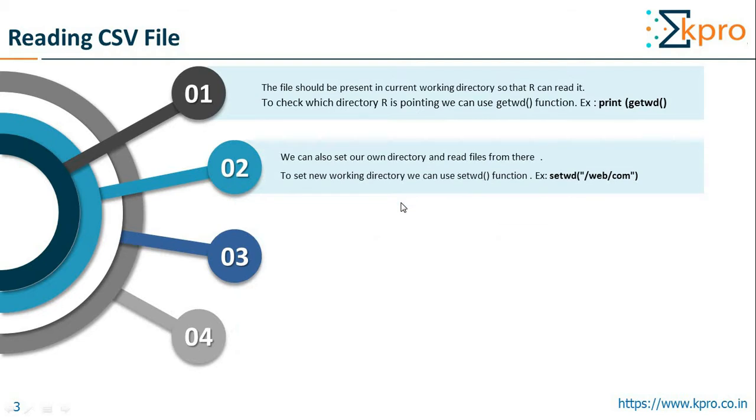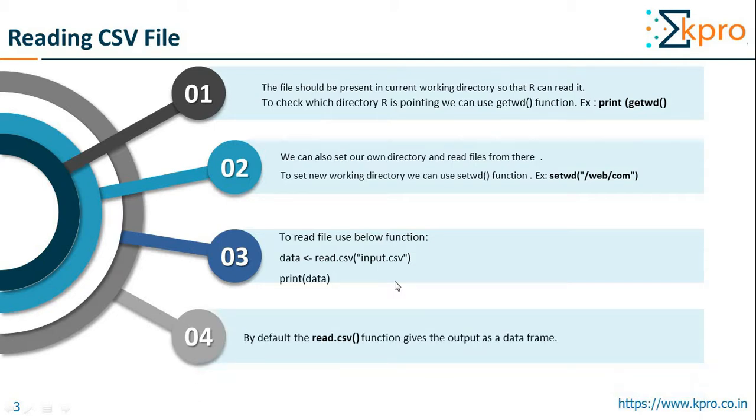Now let's suppose we have kept our file at a different location and we want to access it from that location. For that, we have to set that location as the current working directory of R, and we can do it by using the setwd function. Once the file is at the current working directory of R, we can go ahead and read the file using the read.csv function. The read.csv function reads the file in table format and creates a data frame out of it. Data frame is a data type in R. It's a two-dimensional array for storing the data tables.